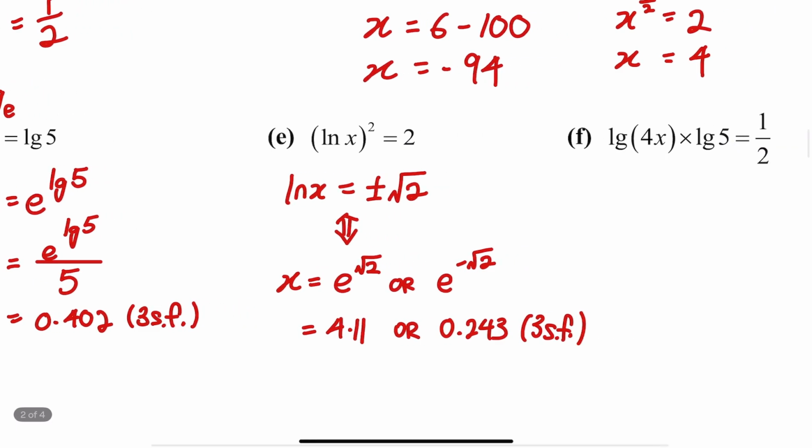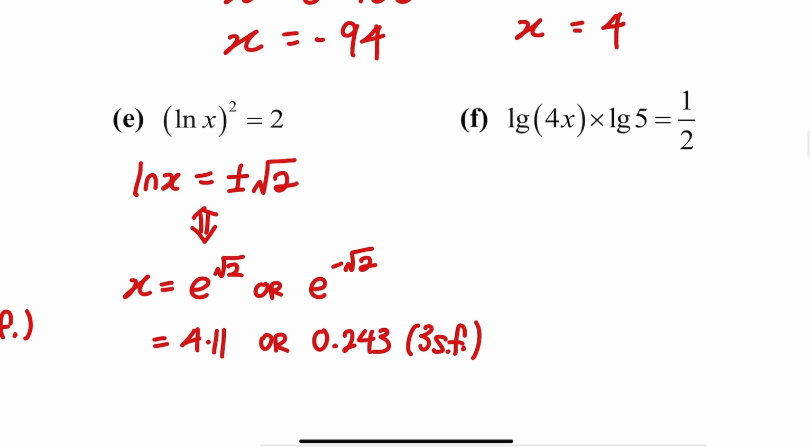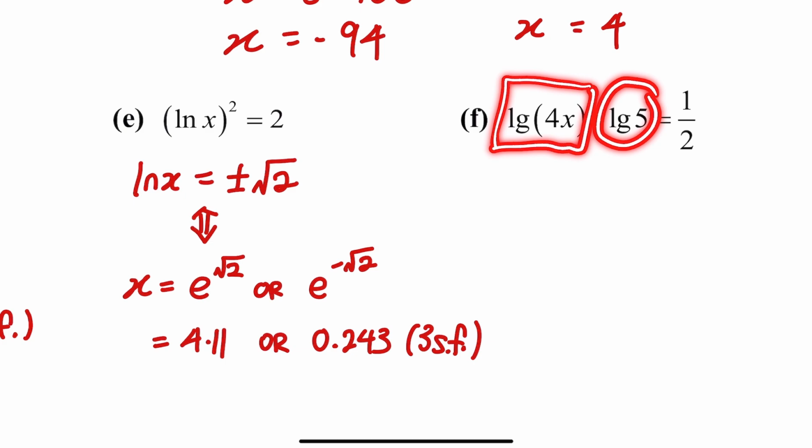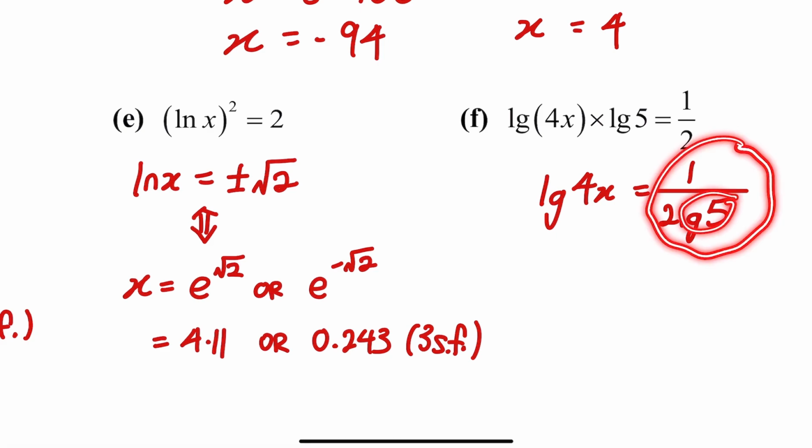Alright, so now let's look at part F. Part F here, log 4x times log 5. Take note, this is just a number. I want to find x, so I make the term with x the subject. I'll get rid of log 5 by dividing log 5 on both sides. So therefore, log 4x is equal to 1 over 2 log 5. Then from here, I convert my logarithmic form to exponential form. This is just a number, because log 5 is simply a number.